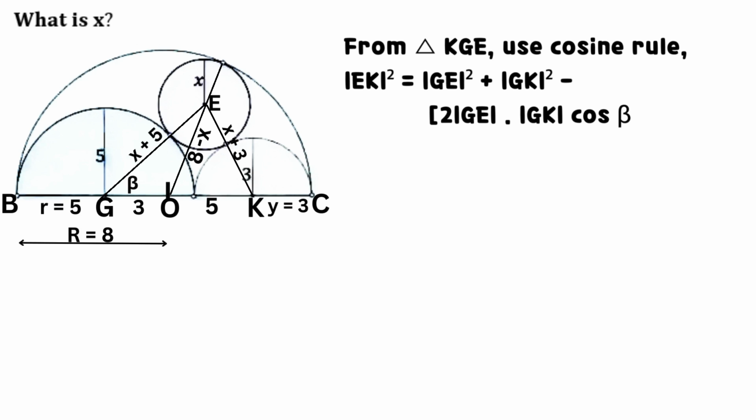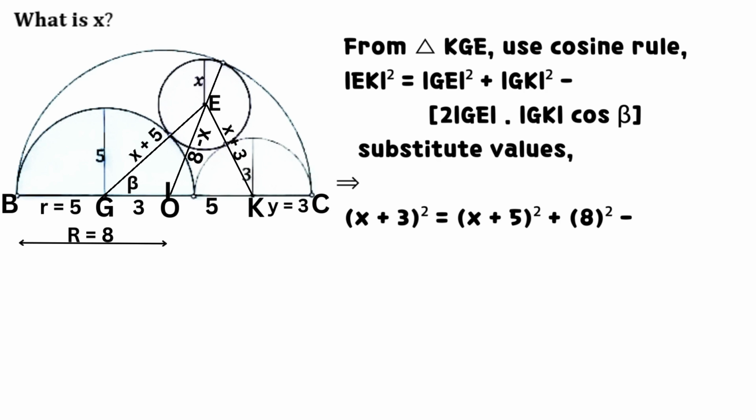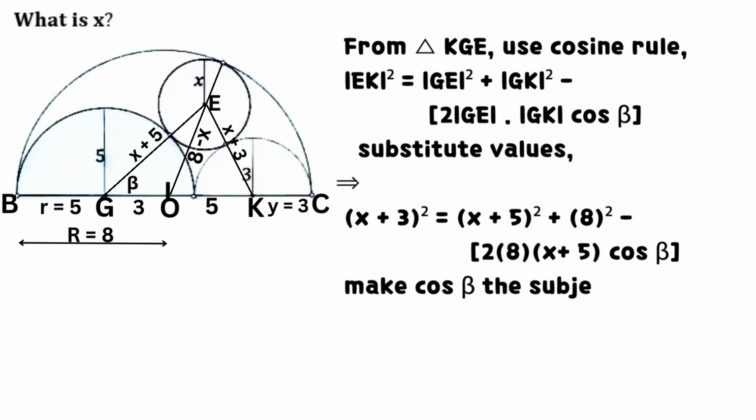From triangle KGE, use the cosine rule. The square of line EK equals the sum of the square of line GE and the square of line GK, minus 2 times the product of line GE and line GK times cosine beta. Substitute values and we obtained a new equation as shown on the screen. Make cosine beta the subject of the formula.